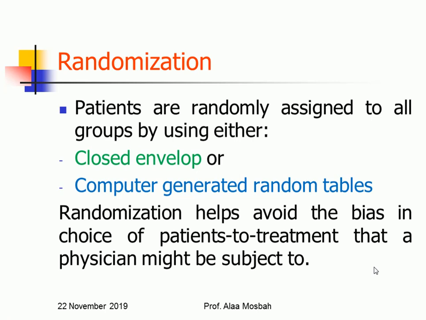Computer-generated random tables depend on the software of the computer or program, which will divide the 200 into two groups. Okay? And it is easy to be done by software.